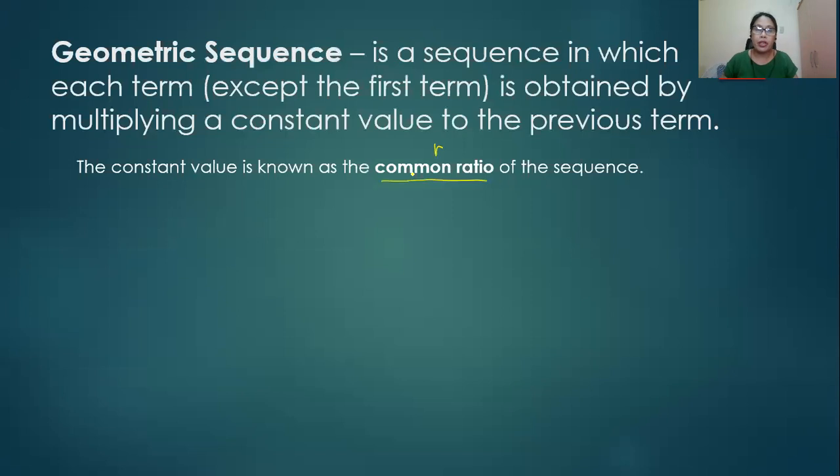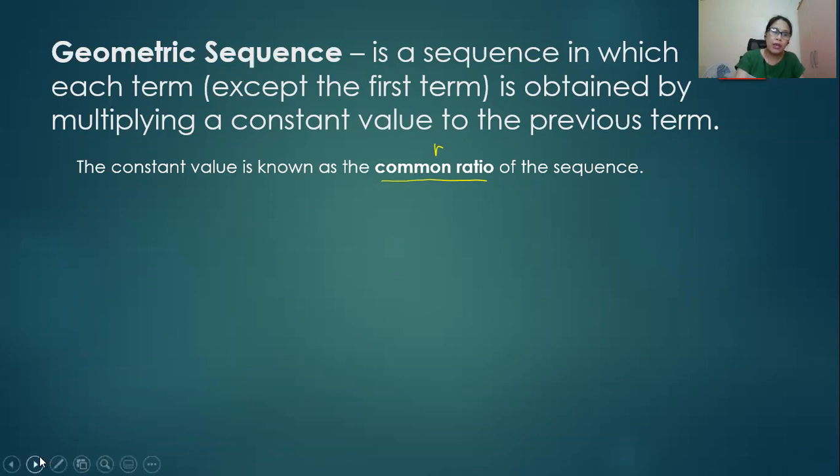If we're going to compare this with arithmetic sequence, in arithmetic sequence, to obtain the next term, we add a constant value. And we call that the common difference. Here, we multiply a constant value to the previous term to obtain the next term. And we call that constant value again the common ratio in geometric sequence.